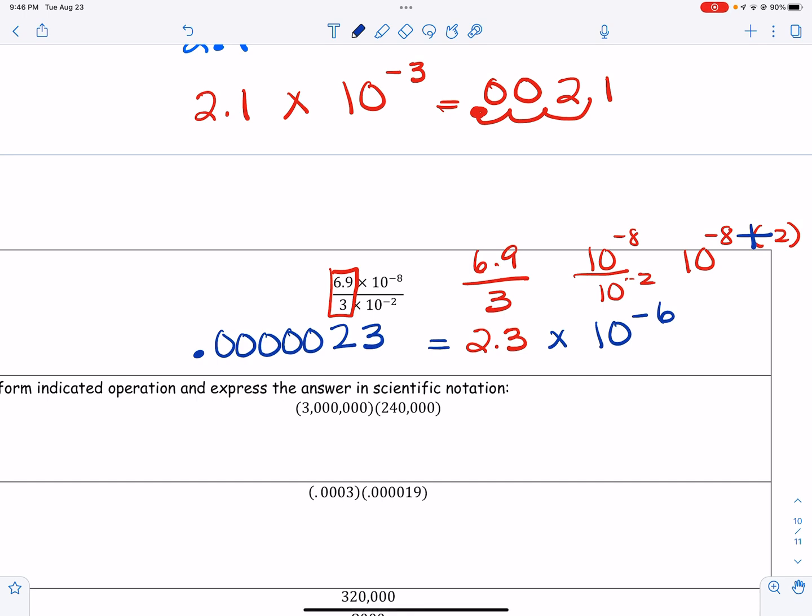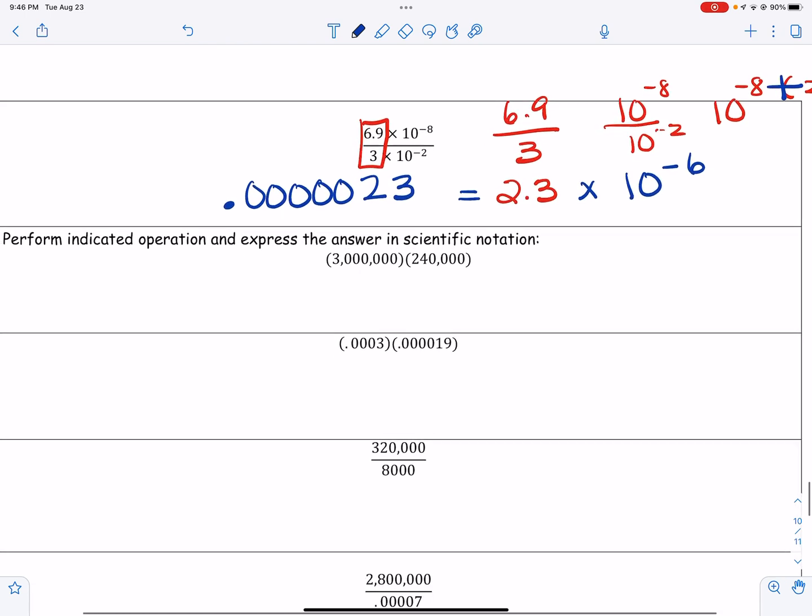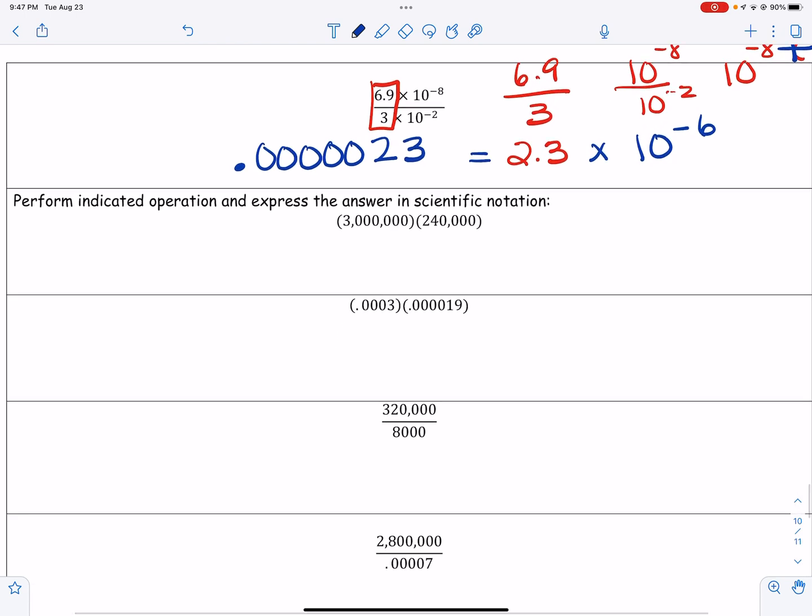Okay? Now, the next one, they're going to ask you to do the operations, multiply them out, and then write them in scientific notation. So one way is that you can actually do the calculations, or you can change them into scientific notation up front. The easier way to do it is probably to do the scientific notation.